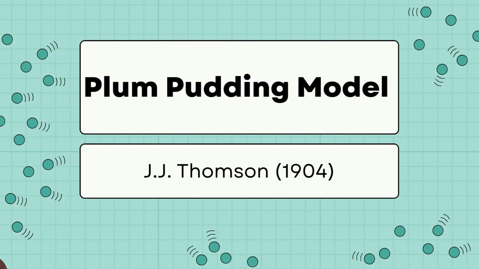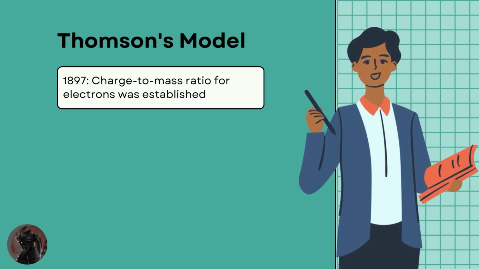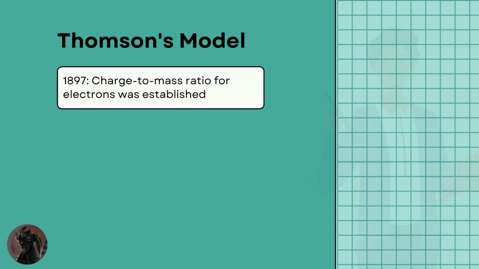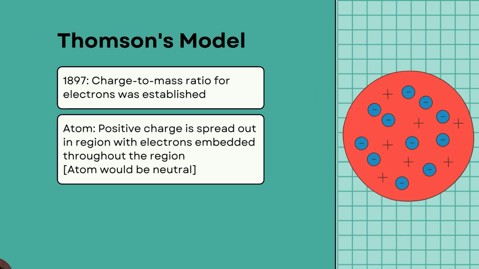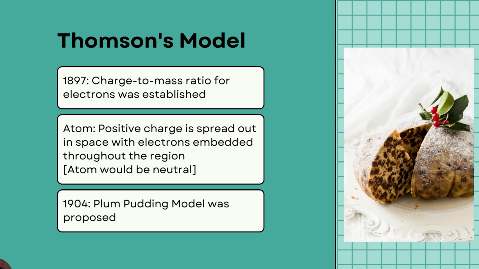Let's start off with J.J. Thomson's plum pudding model, which he had proposed in 1904. In 1897, J.J. Thomson established the idea of charge-to-mass ratio for electrons. With his recent discovery, he proposed that an atom has positive charge scattered throughout the space of the atom, with electrons embedded throughout this region. With this idea, the atom can be said to be neutrally charged. To name his model, he used a simple everyday item, and guess what? A plum pudding was chosen as the most suitable example.